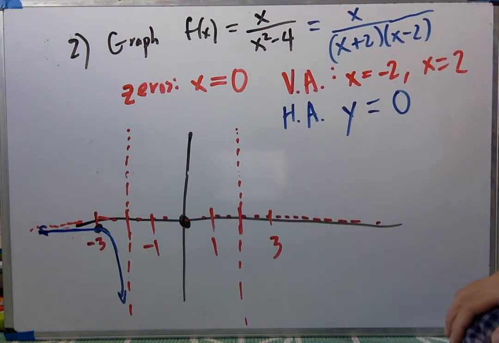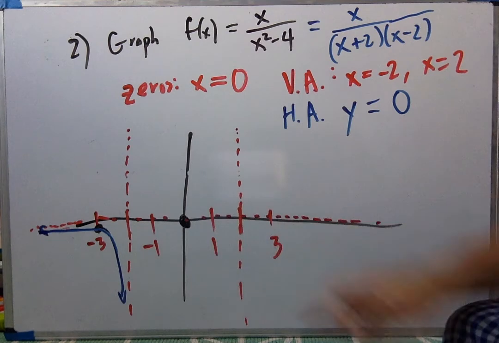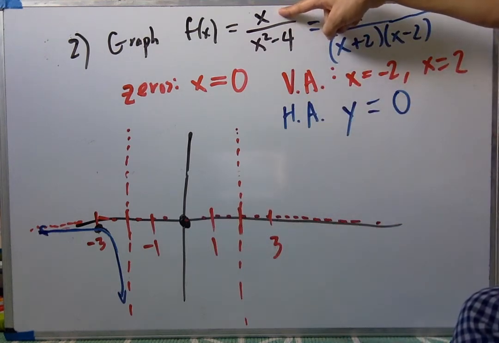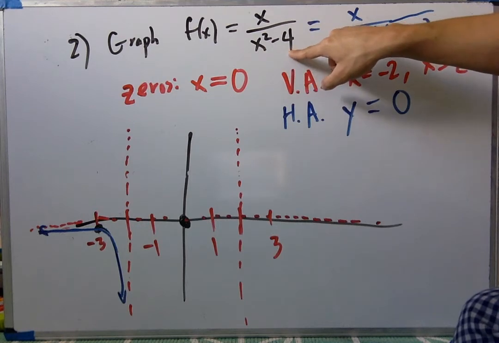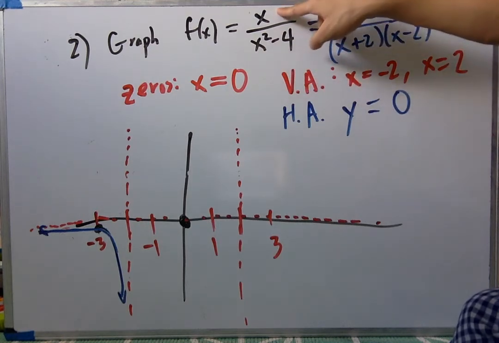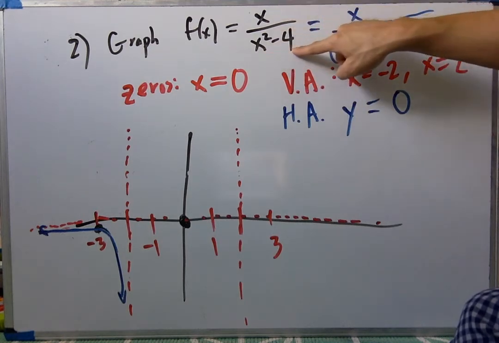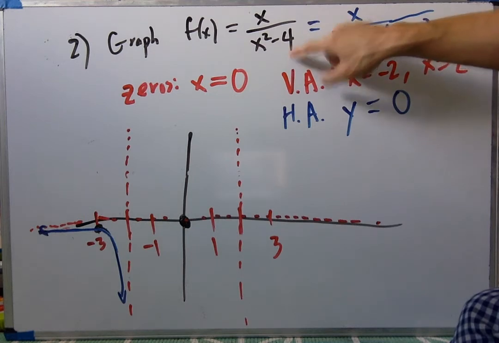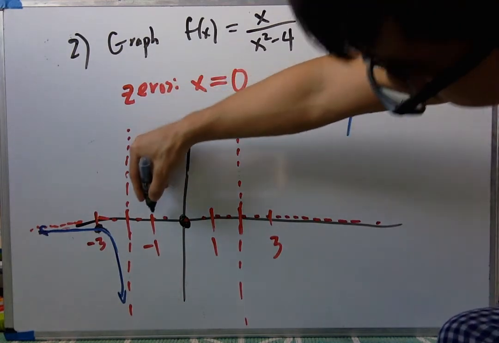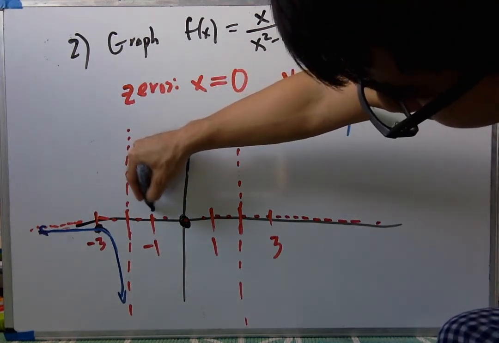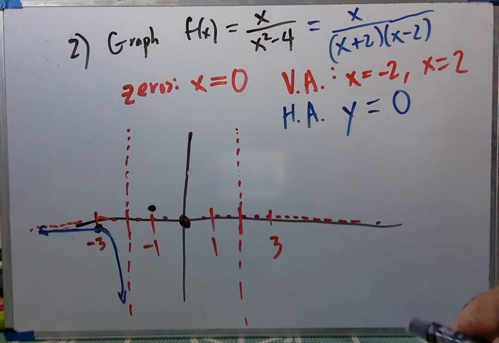Okay, next portion, -1, in between -2 and 0. -1 is -1 on top. -1 squared is 1, minus 4 is -3. So -1 over -3 is +1/3. Okay, so right over here I should be at +1/3. There's something like over here. Okay, what about at the 0?